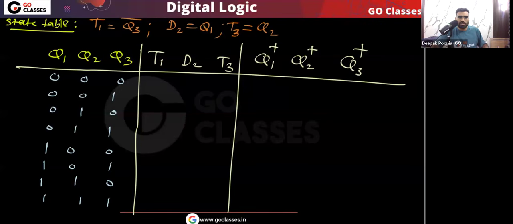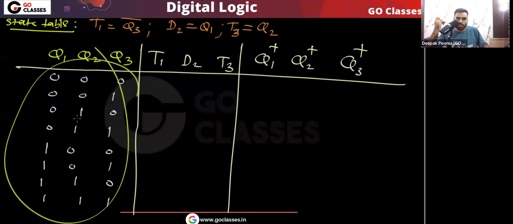Okay, that's it. Now notice this method will be much more efficient and time saving. Why? What is the reason? Because now you can see this complete T1 column I can write immediately. Because what is this T1 column? This will be Q3 complement. So notice how we are saving the time. You write all the possible present states. These are the possible present states.